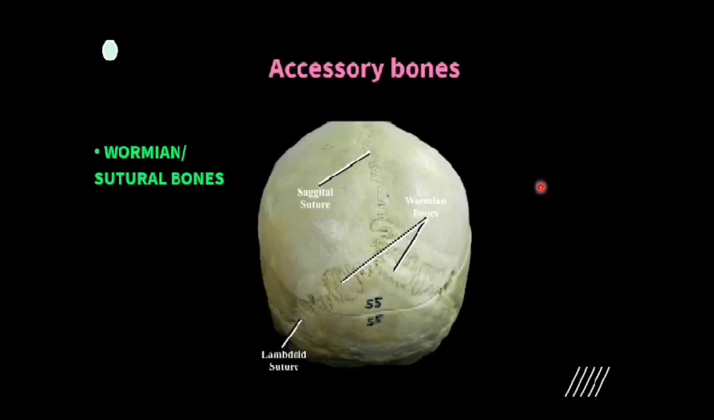The next set of bones include accessory bones. Accessory bones are also known as supernumerary bones, and these are not always present, and they may fail to unite with the main bony mass. Usually they are seen associated with the skull bones, that is the sutural bones, also known as the Wormian bones, and sometimes they are seen between the parietal bones, that is the interparietal bone.